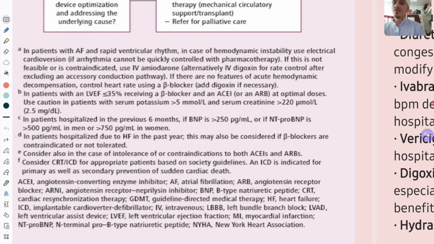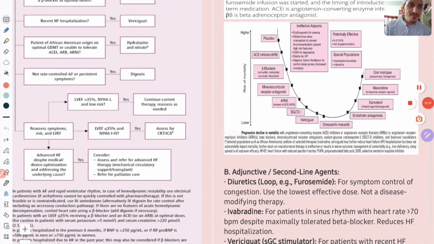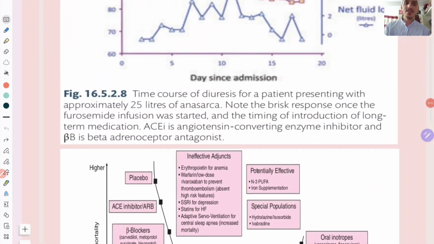Okay, this is about ivabradine. Beta blockers, when they are contraindicated, you can use ivabradine. This is about hydralazine and nitrates, where the patient can't take ACE inhibitors and ARBs. And consider CRT and ICD for appropriate patients based on society guidelines. ICD is indicated for primary as well as secondary prevention of sudden cardiac death. Okay, the reasoning behind that I have explained. Okay, we'll finish the therapy of reduced ejection fraction.